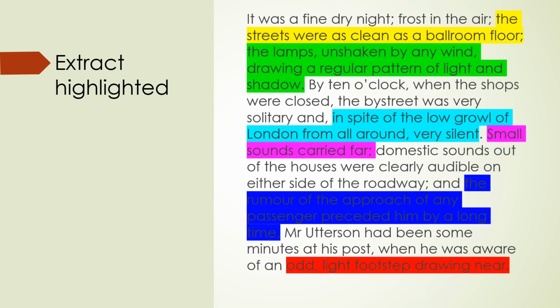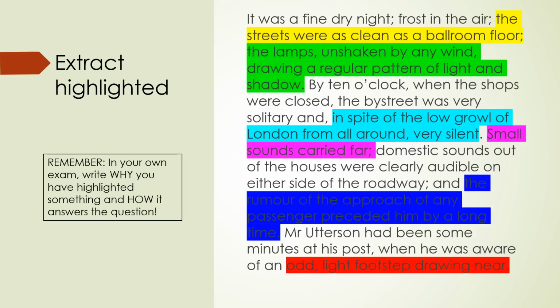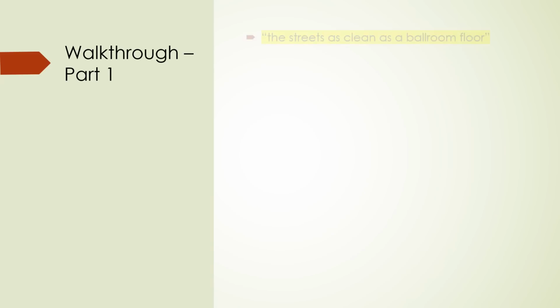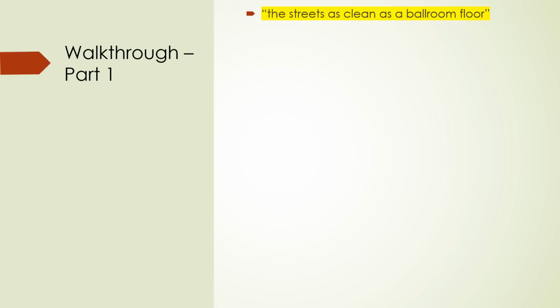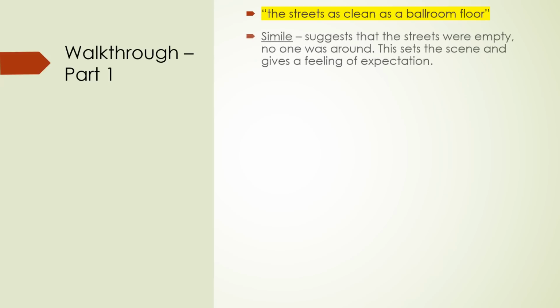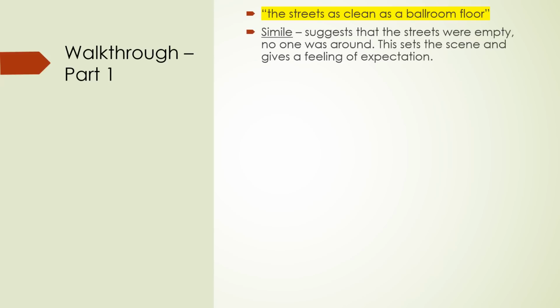So I'm going to give you the extract again with certain parts highlighted. These parts are the things that I personally would pick out in order to help me answer the question. Remember, in your own exam, write why you have highlighted something and how it answers the question. So first thing, the streets as clean as a ballroom floor. That we all know is a simile. This suggests that the streets were empty. No one was around. This sets the scene and gives a feeling of expectation.